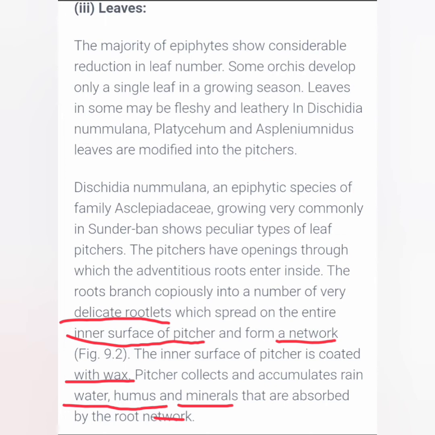And this root network collects and accumulates the rainwater, the humus, as well as the minerals which can be used by the plant. So you can see how the leaves of the epiphytes are modified into pitchers.